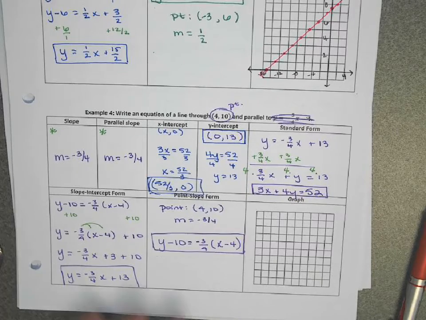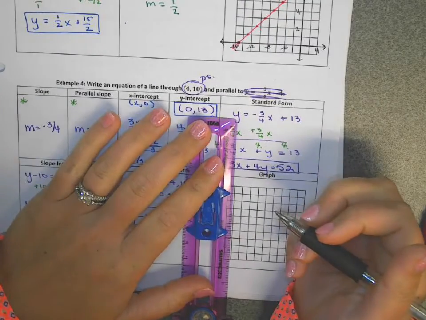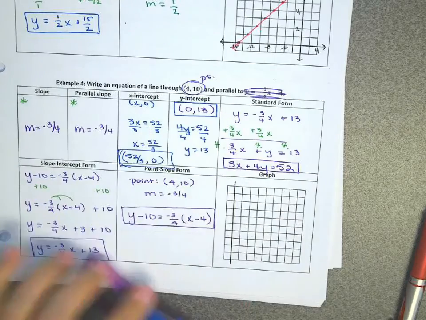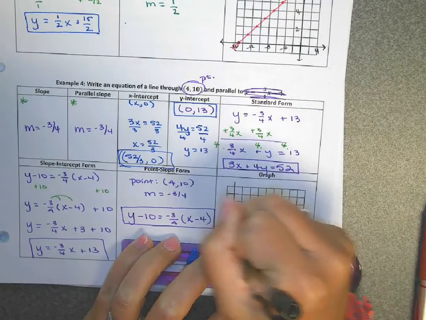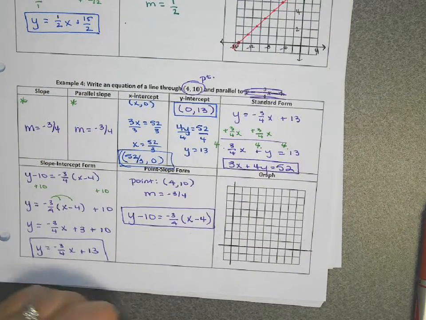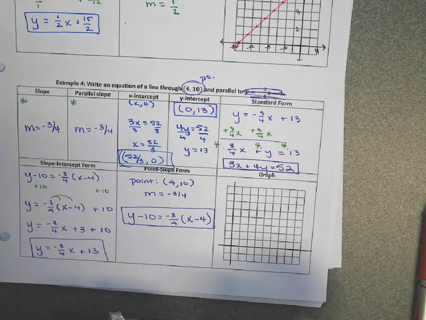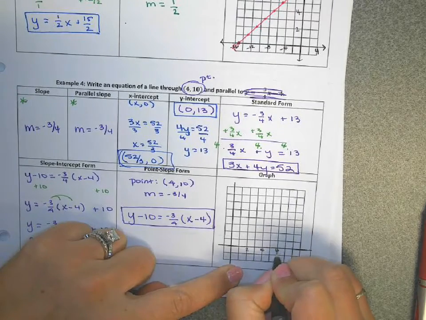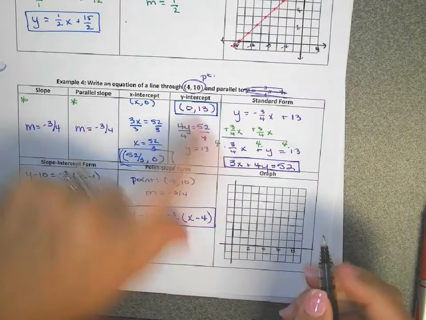And then we can graph this. Maybe I'll go up by ones here. I'm going to go up by 2s on my y because I know I'm going to have to get to 13 here.